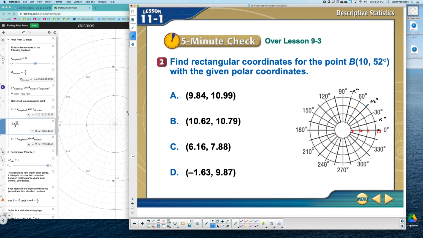52 degrees, it's going to be in between 45 and 60 here. And the 10th circle would be just a little bit past 9. So it'll be somewhere kind of floating around right in here, this general area. That would be our point B. This says find the values in rectangular. So it's just the same formula we used last time.